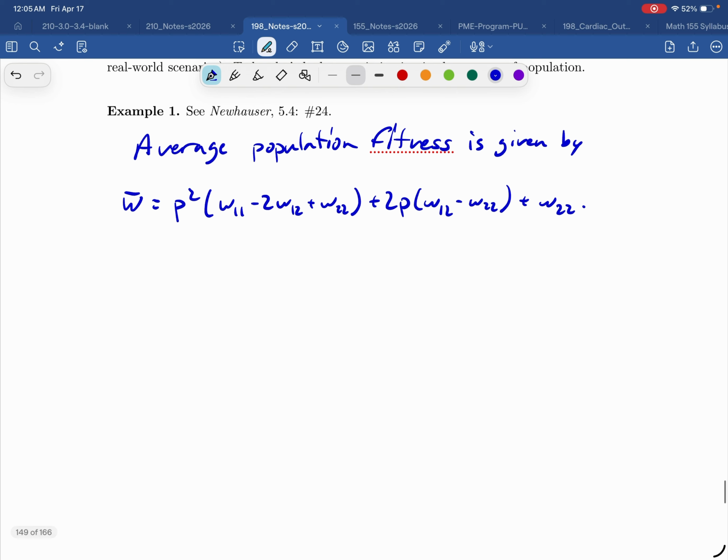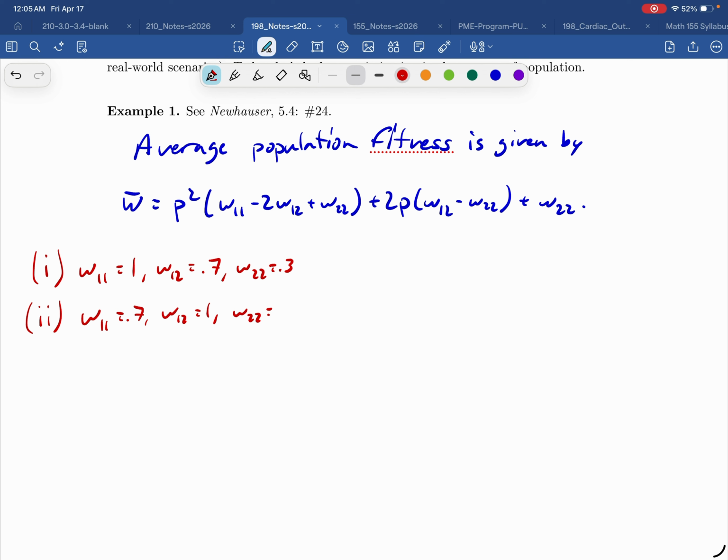So they give us a couple of situations. I forget what the third one is, so I'll just do the first two. The first situation is where W11 is equal to 1, W12 is equal to 0.7, and W22 is equal to 0.3. And then the second situation, I think it's called directional something. The second case, W11 equals 0.7, W12 equals 1, W22 remains at 0.3.